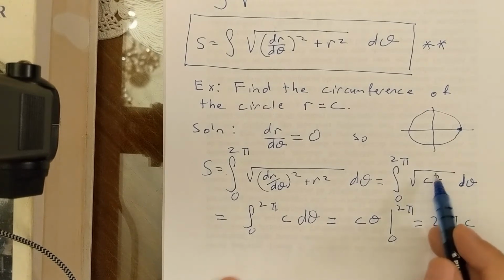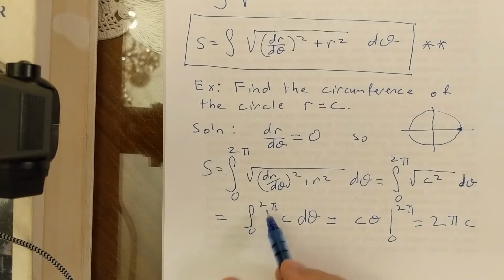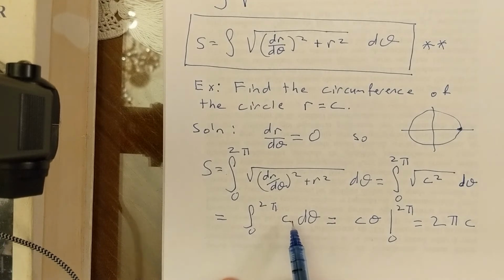Okay. So take out the square root. Well, c was already positive, so the square root was supposed to be absolute value c, but the absolute value of c is c. So take c squared out of the square root. You get the integral from 0 to 2 pi of c d theta. And, well, that's not c squared over 2.